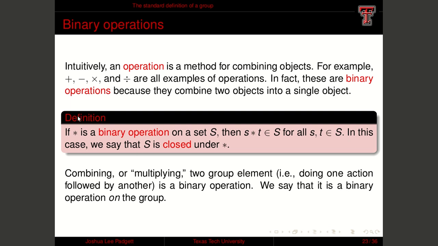All right? So we will use the asterisk or star to represent an abstract binary operation. This might be plus, minus, multiplication, division, a million other operations, but the idea is it is a binary operation on a set.